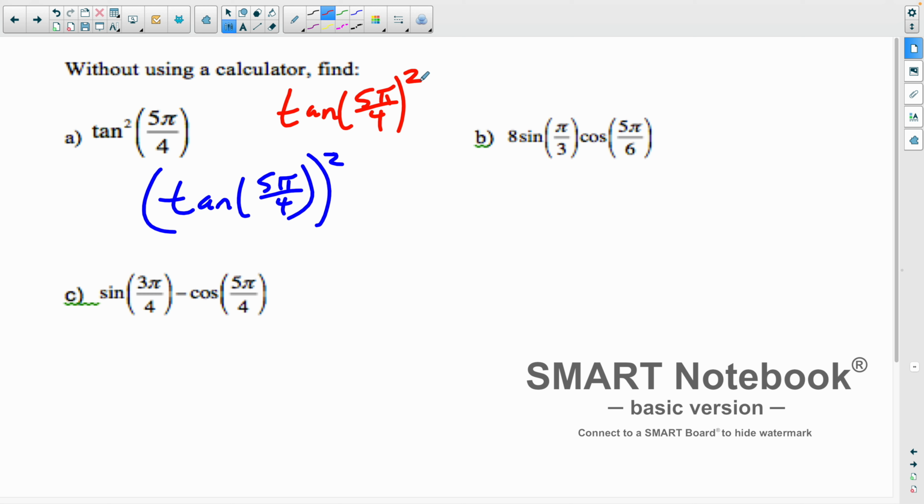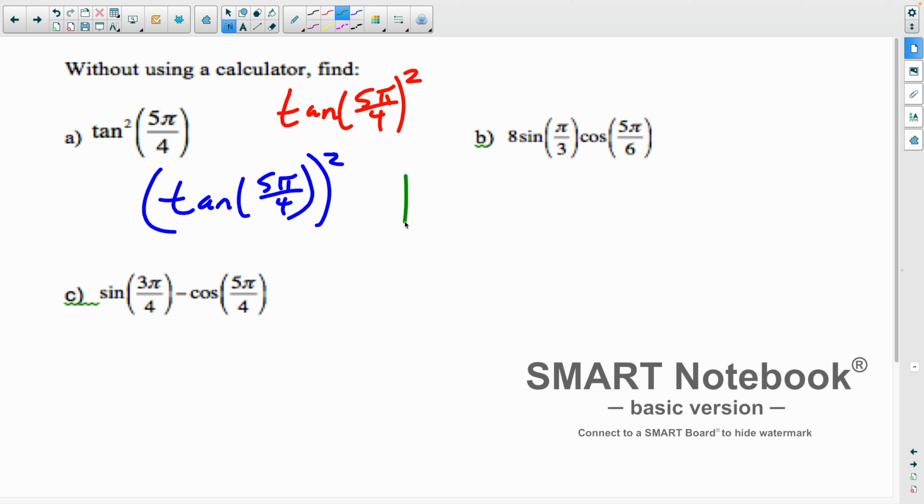So on this one, the reference angle is pi over 4. So pi over 4 would be a 45. It would be square root of 2 over square root of 2, which is 1. Are you really concerned if it's 1 or -1? No. Not in this case, why? Because I'm squaring it, so it's going to be positive. Now, that's not good practice, but because of the square, I can do that.